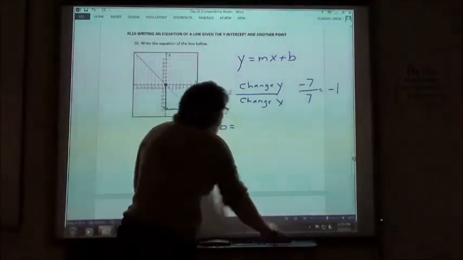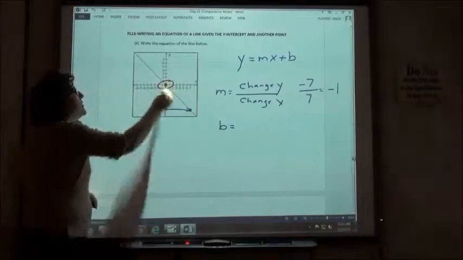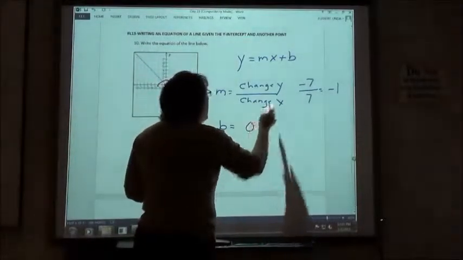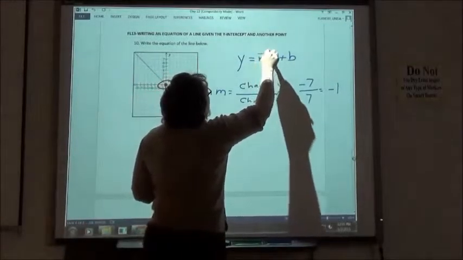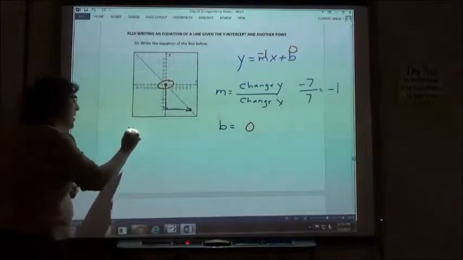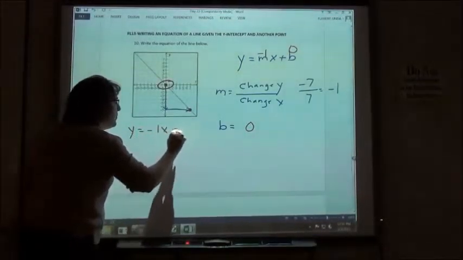My y-intercept, where does it touch the y-axis? 0. Well, in this case, it's just a 0, right? So I'm going to plug that into my equation. I'm going to put the -1 in for the m, the 0 in for the b. So now I have y equals -1x plus 0.